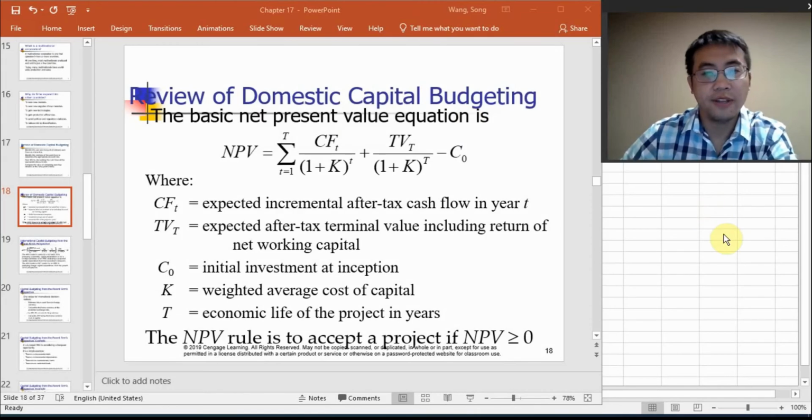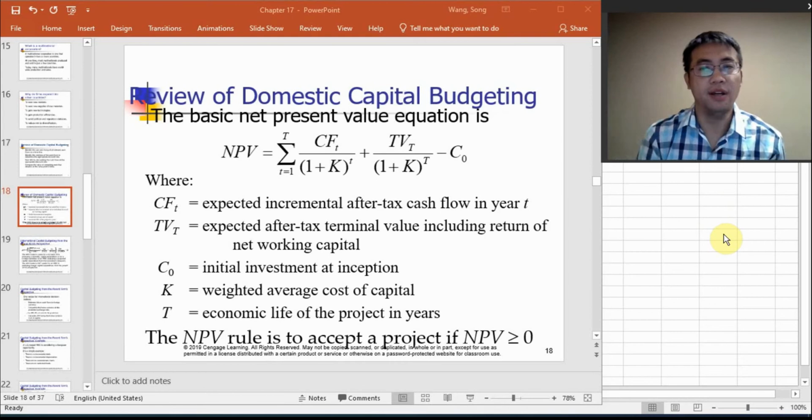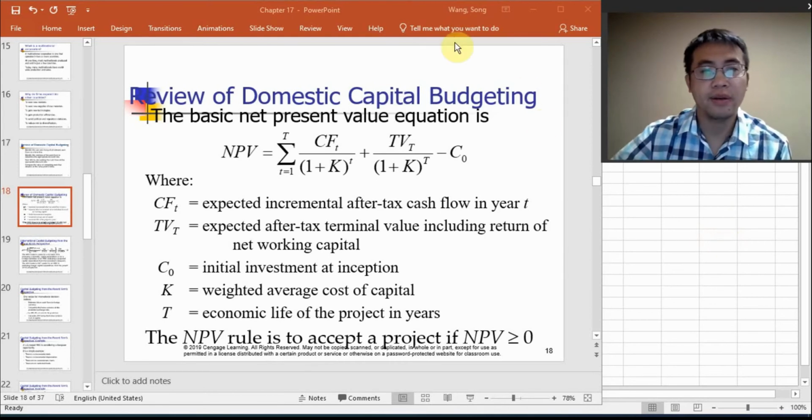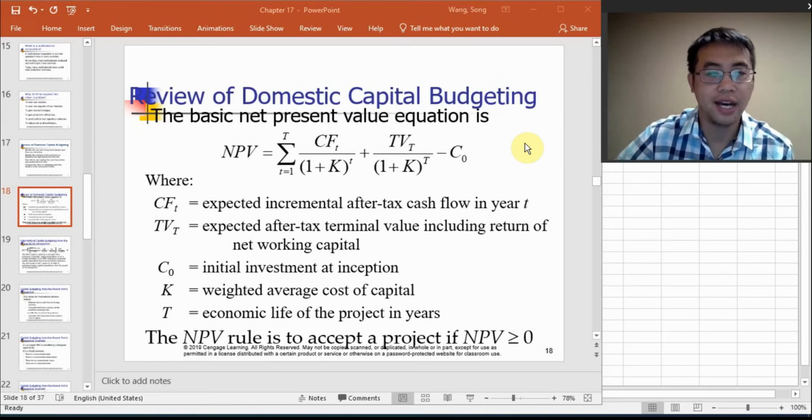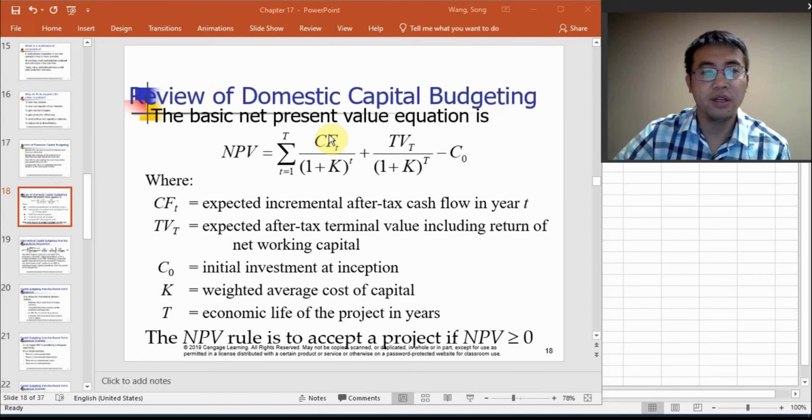In chapters 10 and 11, we learned about the basics of capital budgeting. And here in the international background, we're still using the same method to calculate the project's NPV based on the cash flows generated from this project from year zero all the way to the last year. So the cash flows here are free cash flows. The TV stands for terminal value, and C0 is your initial capital investment or the capital expenditure. K stands for the weighted average cost of capital or the discount rate for the cash flows.